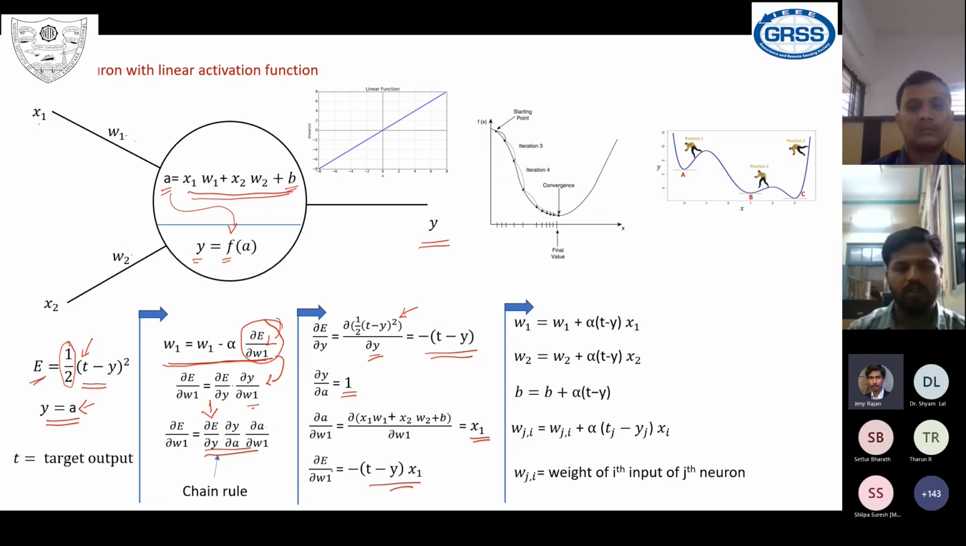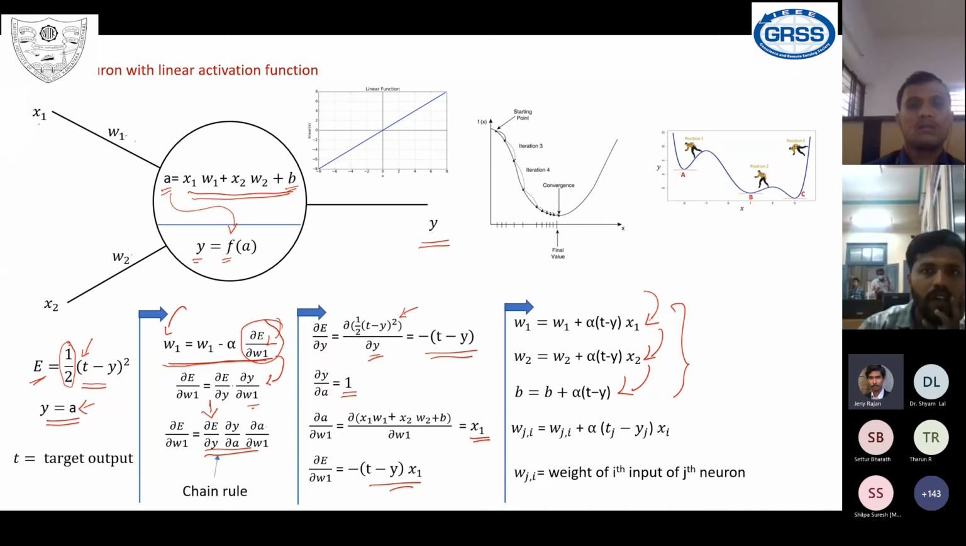So if you substitute this value here, we will get a weight updation formula for W1, right? So the new value of W1 will be W1 is equal to W1 plus alpha into (T minus Y) into X1. Right. So we derived a weight updation formula using the gradient descent method. In a similar way, we can compute a weight updation formula for W2 and the B. Right. So now we have a weight updation formula, and you can use this weight updation formula to update the weight.